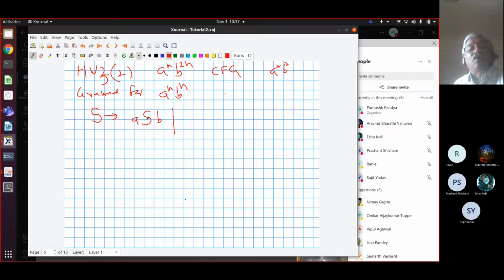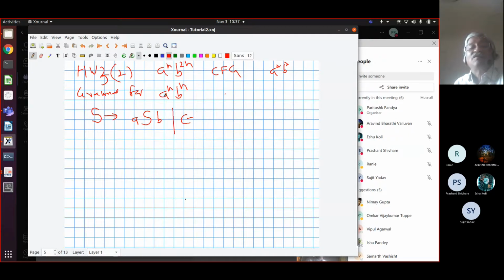But what is the smallest string which can be in s? Any idea? What is the shortest string which can be in this language? Put an epsilon. Okay, so epsilon. Can anything else be in this language? And now every string in this language can be derived with this grammar.